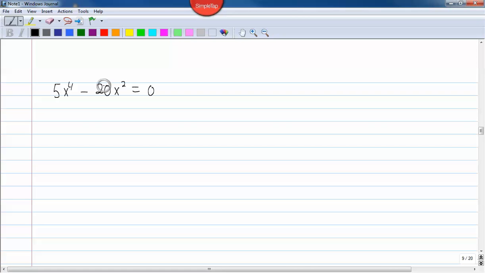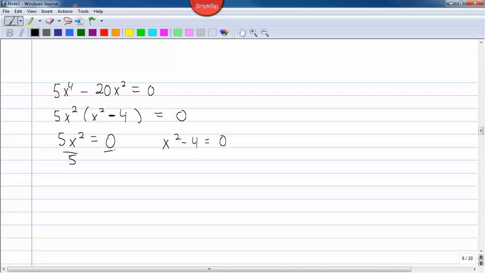So you can factor a 5 out of both of these terms, and you can factor an x squared out of both of these terms. And if I do that, then that's going to leave me with x squared minus 4. Okay, and now that I have this factored, I can set each factor equal to 0. So 5x squared equals 0, x squared minus 4 equals 0.